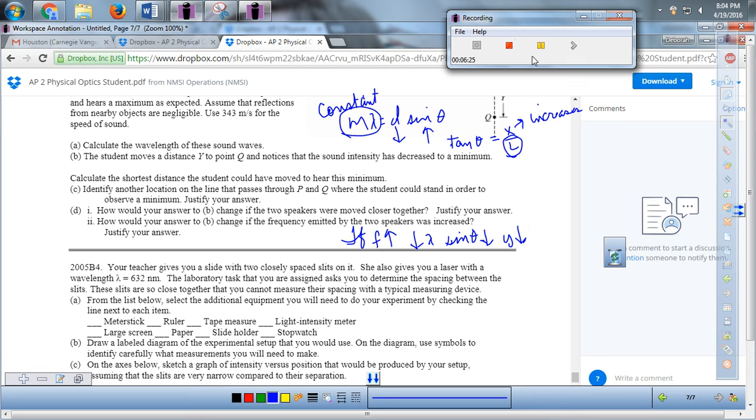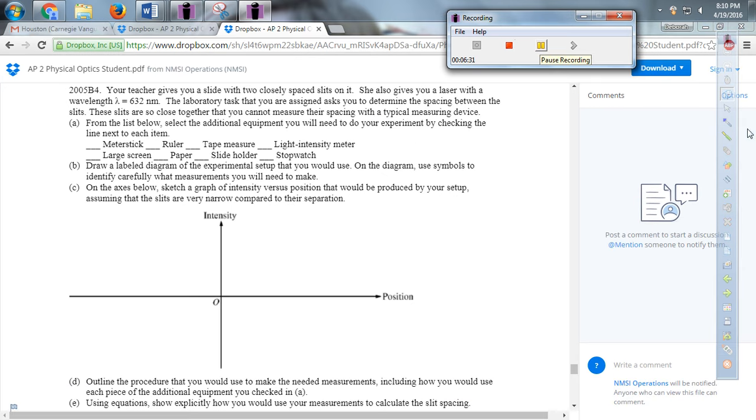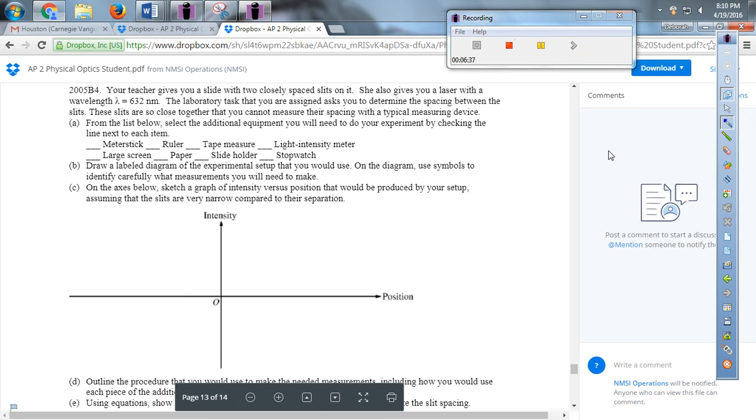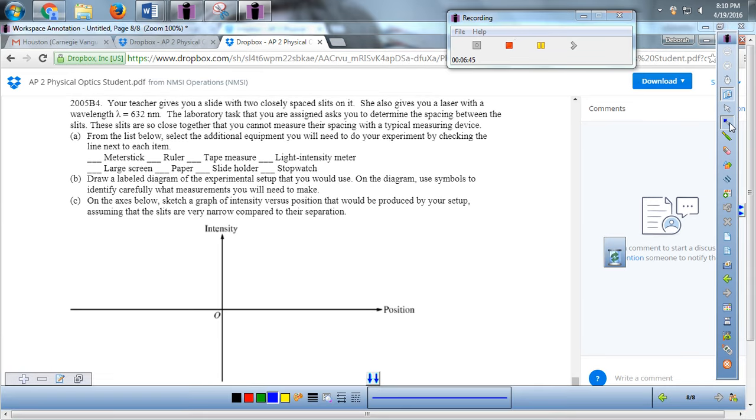Okay, so I'm going to pause for a minute and go to the next. I'm not sure if I'm going to be able to write yet. Come on, board. Nope, that's what I was afraid of. All right. Okay, so now I should be able to.